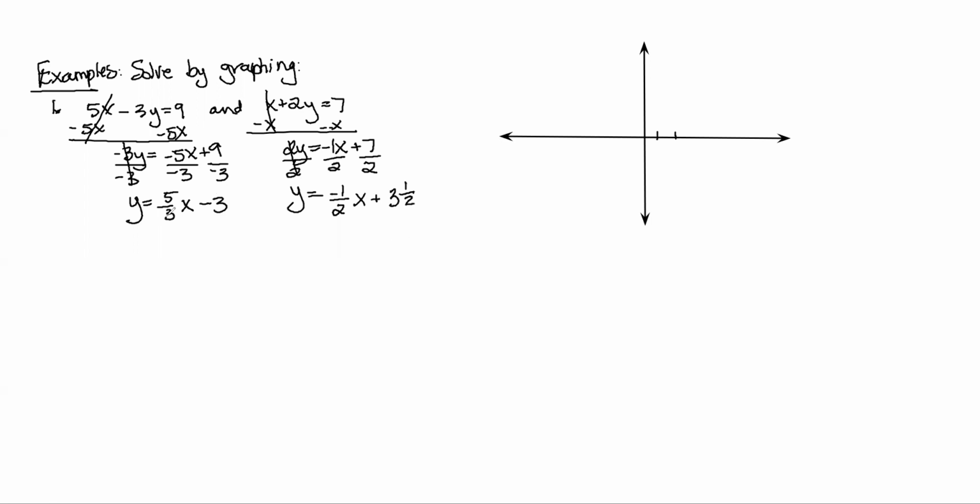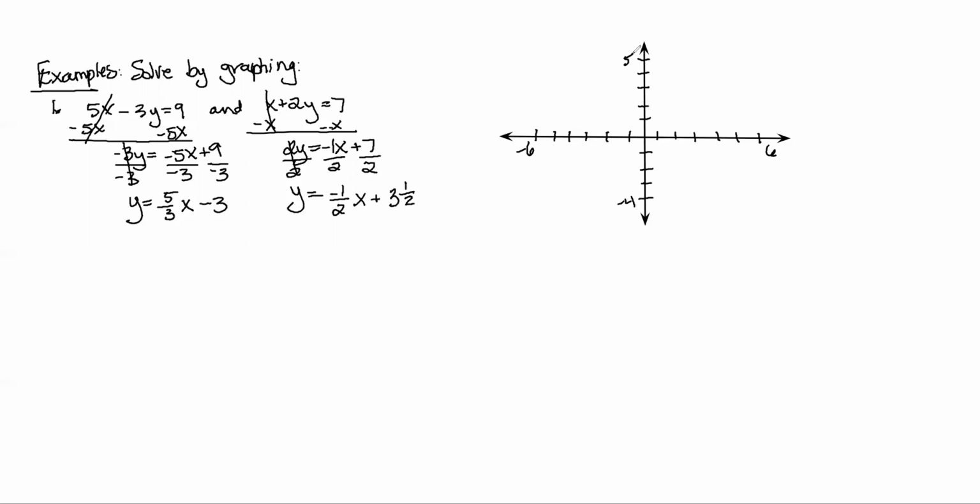And their slopes aren't too bad. This one's a 5 over 3, so it'll be going up or down 5. So I'll just go out to 5 or 6 on each. 4, 5, 6. 1, 2, 3, 4, 5, 6. 1, 2, 3, 4. And 1, 2, 3, 4, 5. Just roughly 5 or 6 in each direction.